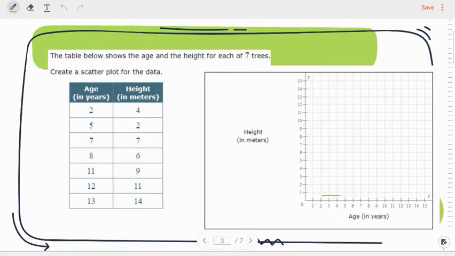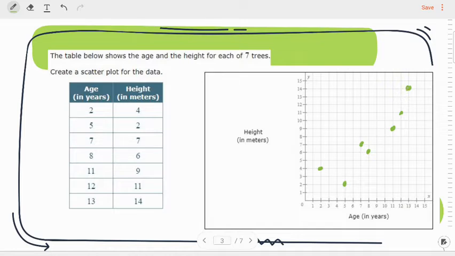If I look at this data, for 2 years, I have a tree height of 4. For 5 years, I have a height of 2. Right now, with just 2 pieces of information, it looks like it's going down. But if I add more, 7, 7, 8, 6, 11, 9, 12, 11, and 13, 14, I can see that my pattern isn't going down.